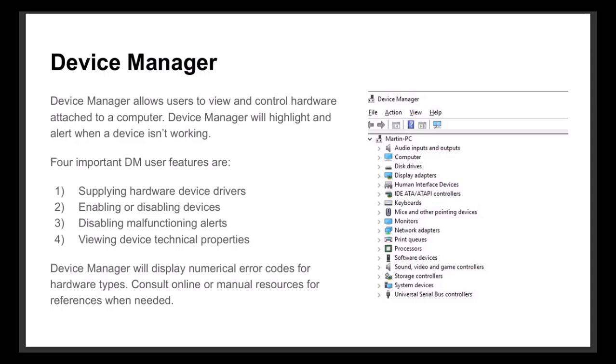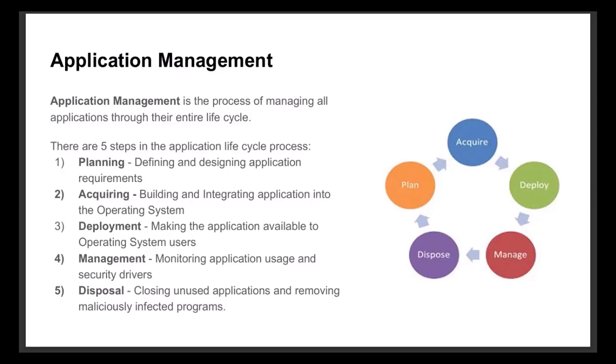Another feature of operating systems is application management. This is where we can control the types of applications that can be downloaded to our computer, as well as managing applications through their life cycle. The application life cycle has several steps. The first is planning.